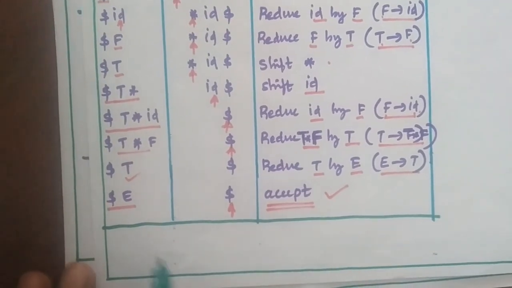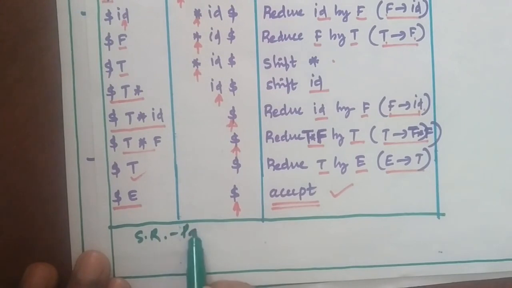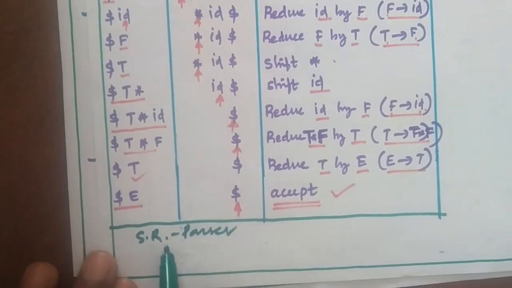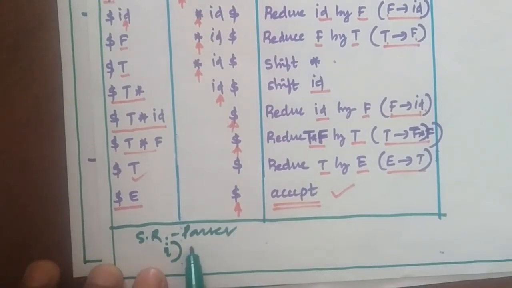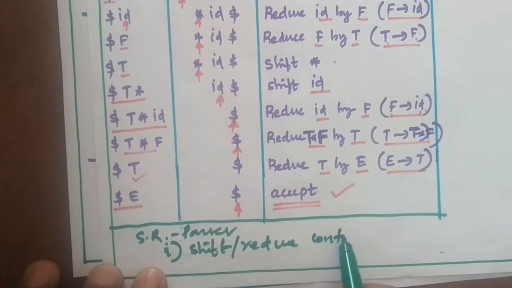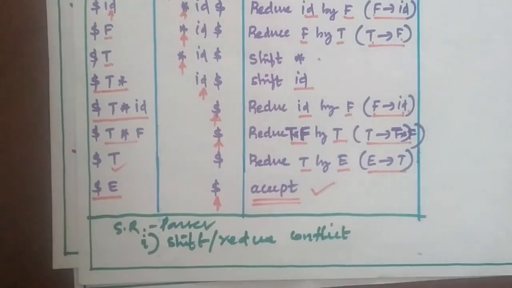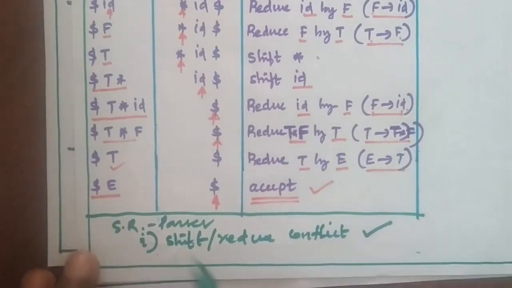Look at, there are two conflicts that an SR parser may enter. The first conflict is the shift reduce conflict. Here the SR parser doesn't know whether to perform a shifting operation or a reducing operation at a particular moment. So such a conflict is called a shift reduce conflict.